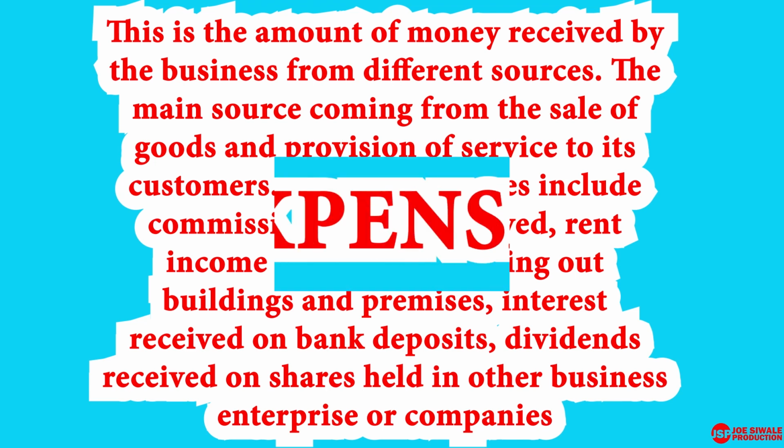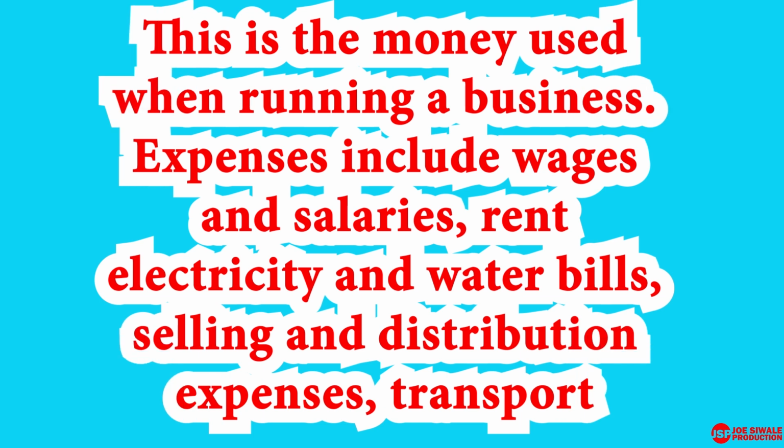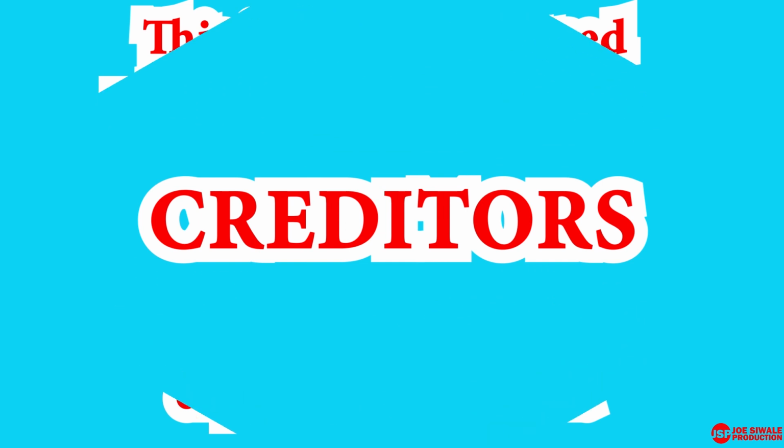So let us now look at expenses. This is the money used when running a business. Expenses include wages and salaries, rent, electricity, and water bills. Then we also have selling and distribution expenses. We also have transport.